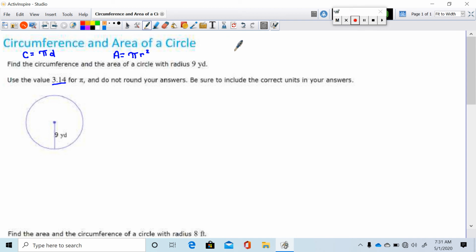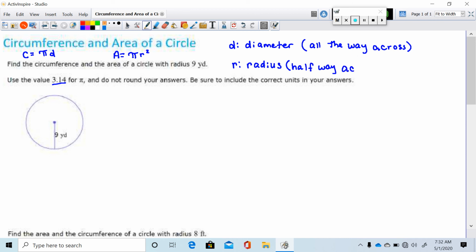So the D and the R, the D is the diameter, it's all the way across the circle. The R is the radius. It's halfway across the circle. So before you apply any of the formulas, you need to find out what the diameter and the radius are.